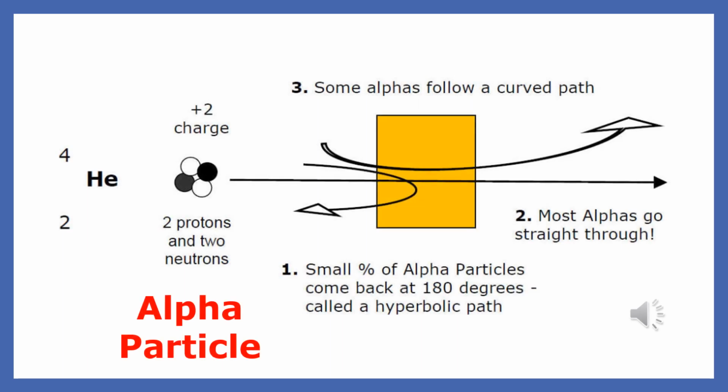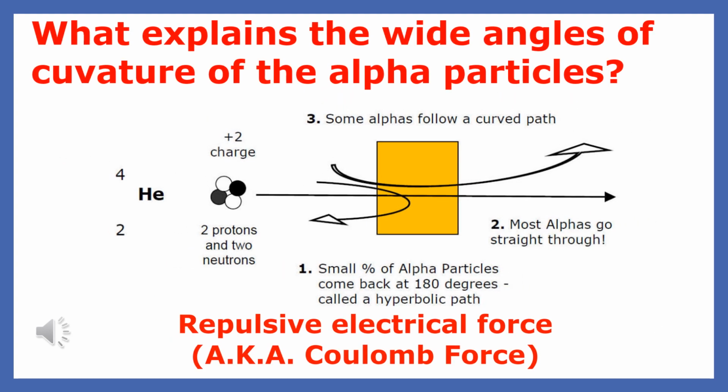An alpha particle is so tiny that it cannot be seen with even the most powerful microscope. It has a charge of +2 and is made up of 2 protons and 2 neutrons. Most of the alpha particles went straight through the thin gold foil, but some were deflected at a wide variety of angles. What surprised Rutherford most was that some of the positively charged alpha particles were deflected at extremely wide angles. Some even were deflected straight back at an angle of 180 degrees.